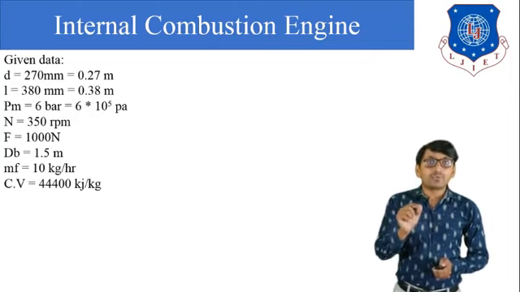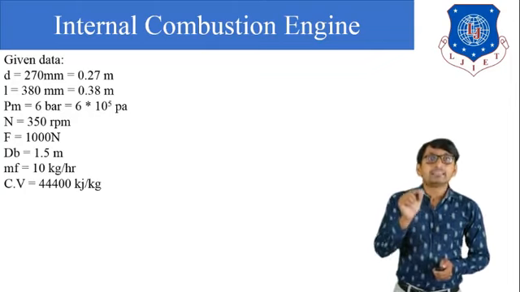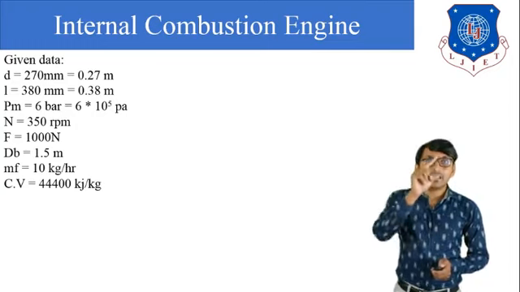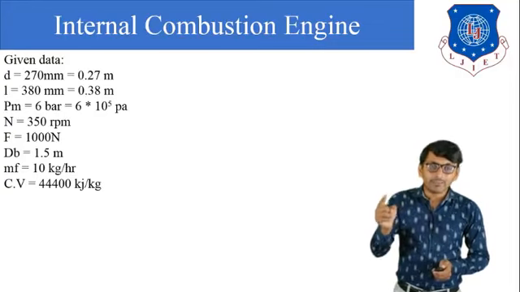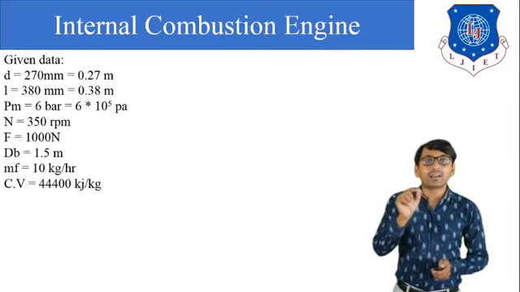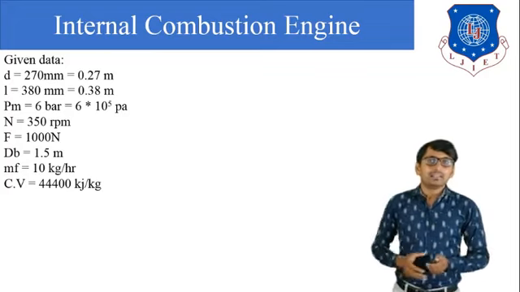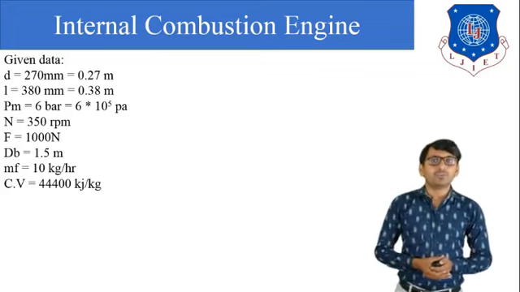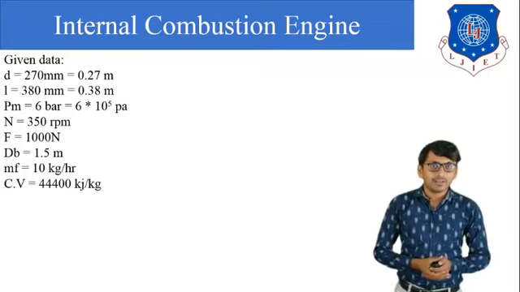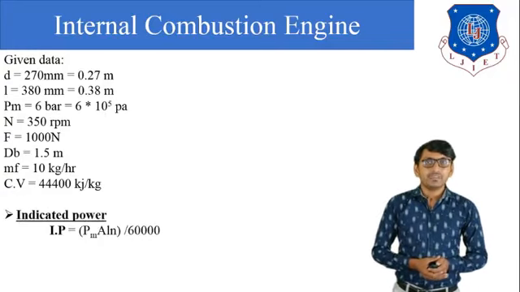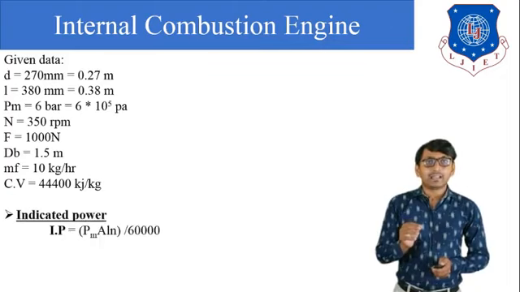So effective radius, that is 0.75 meter. It means divide by 2. Diameter divided by 2, that is effective radius, 0.75 meter. Then MF, mass of fuel consumed 10 kg per hour, and CV, calorific value 44,400 kilojoule per kg.